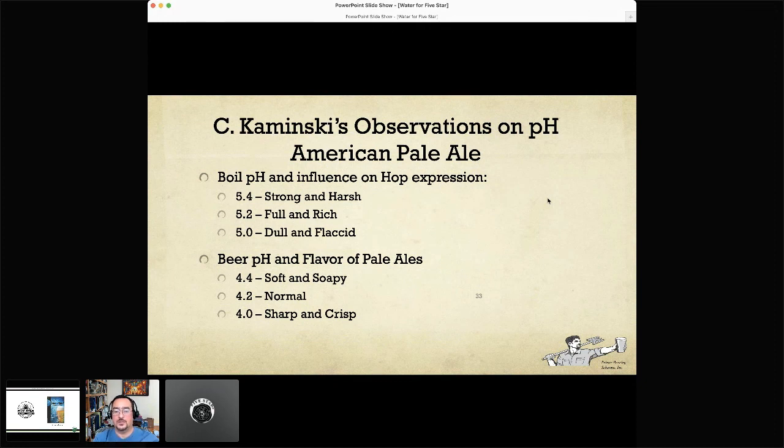In terms of beer pH and flavor, he found that his tasting notes reflected that beer pH of 4.4 caused that pale ale to be a bit soft and soapy. 4.2 is just right, and 4.0 was rather sharp and crisp. Okay, so yes, a 0.2 change in beer pH can have a noticeable effect on flavor. And this sort of experiment is one I've done several times at several breweries over the years, and you can even see it replicated on Brewlosophy as well. So good to know.